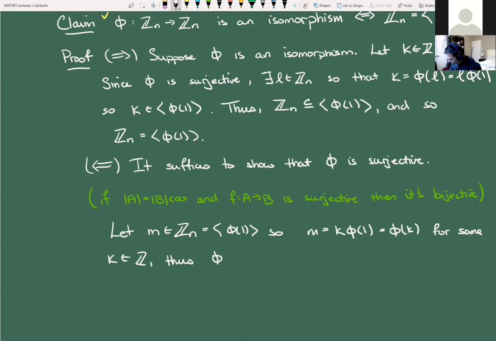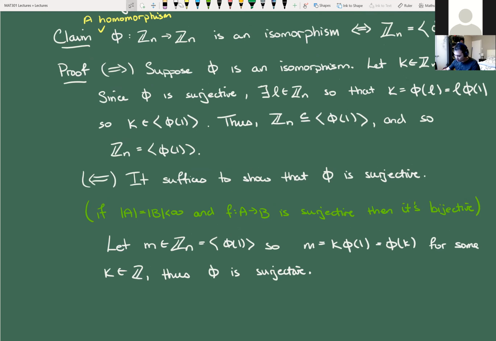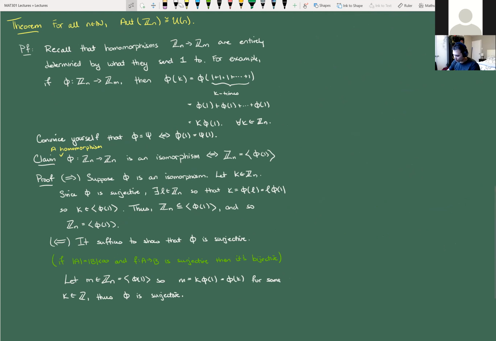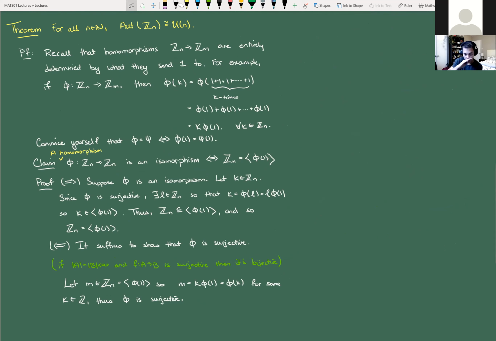Thus, phi is surjective. Right, and I'm done. Or at least I'm done the claim. Okay. All right, let me zoom out here and let's see what we've done. Because this proof, we probably forgot what it is we were actually trying to prove.